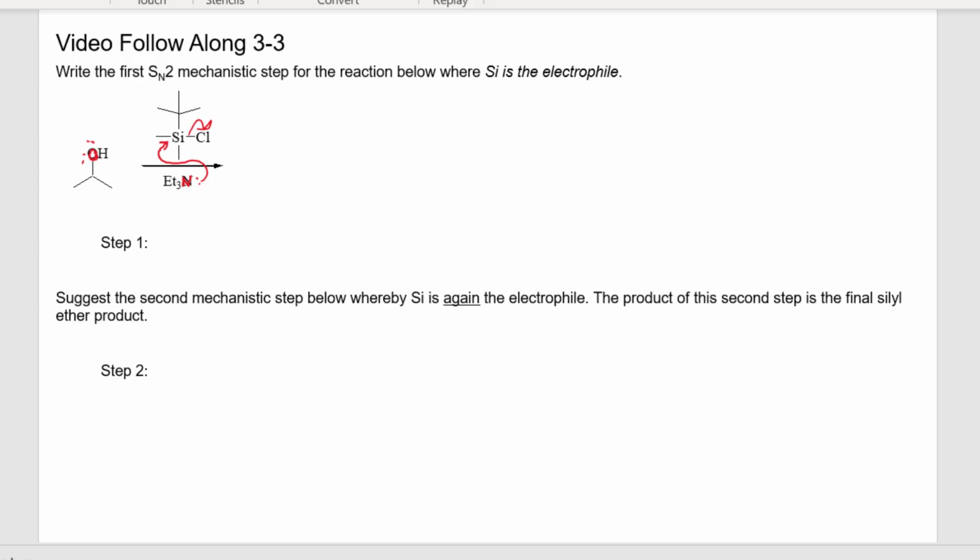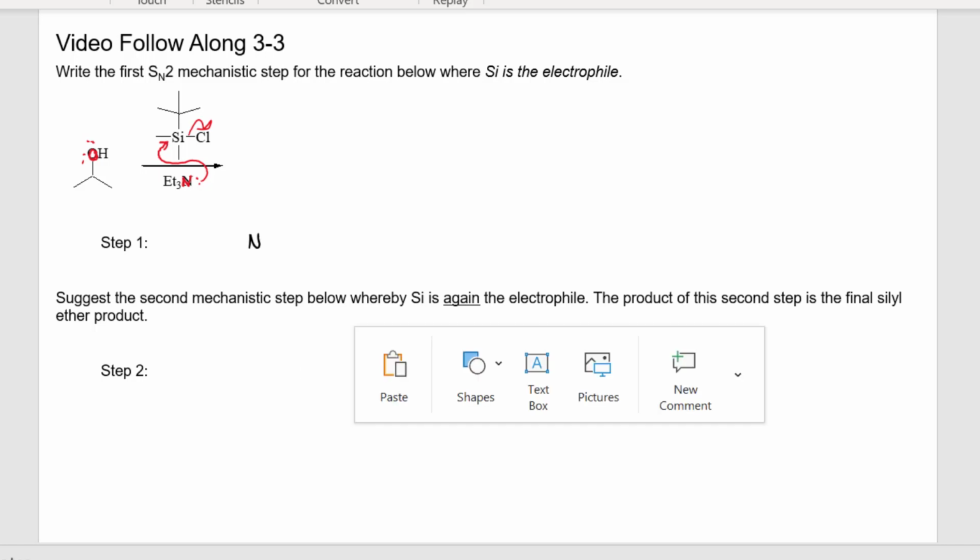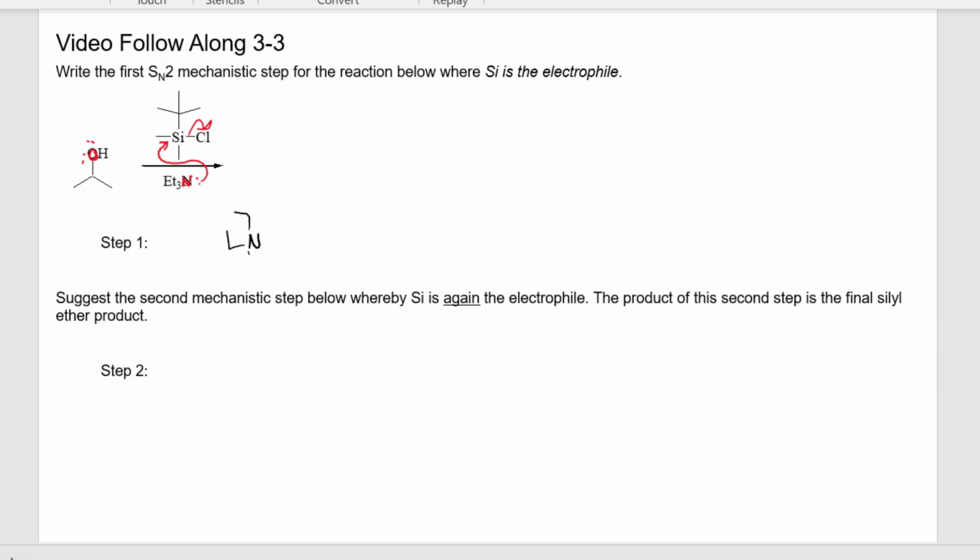So step 1 is the nitrogen attacks. And we end up with the nitrogen now positively charged. The chlorine got kicked off. It's negatively charged, hanging around. You get this sort of salt, okay? Now that's the first step.